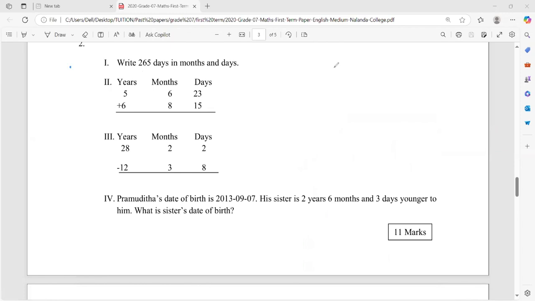So you have to divide by 30 to find how many 30s are there in 265. Let's divide by 30. I think we have 8. 8 into 30 is 240, and the remainder is 25. Therefore, you can write 8 months, 25 days here, right?